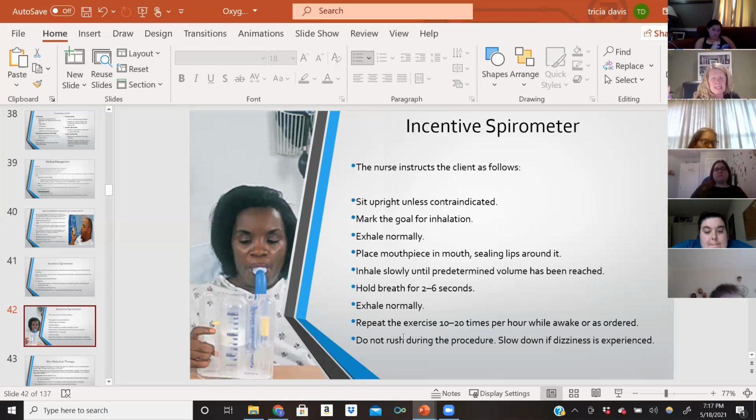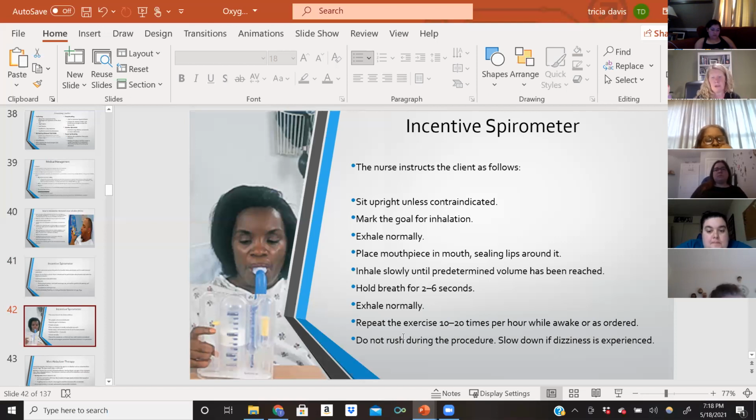You place the mouthpiece in the mouth, make sure that they seal their lips around it. They inhale slowly, hold their breath for 2 to 6 seconds, exhale normally, and then they repeat that exercise 10 to 20 times an hour while awake or as ordered.